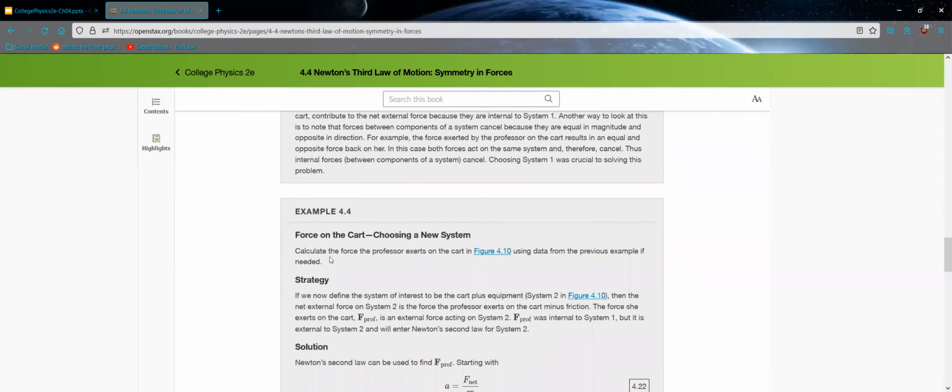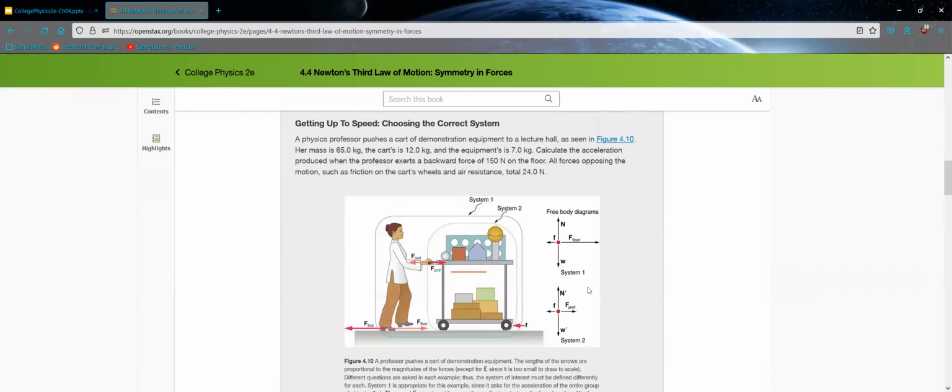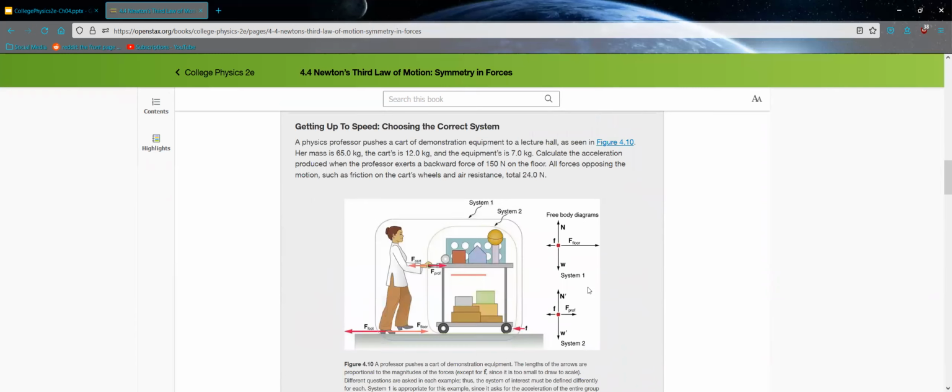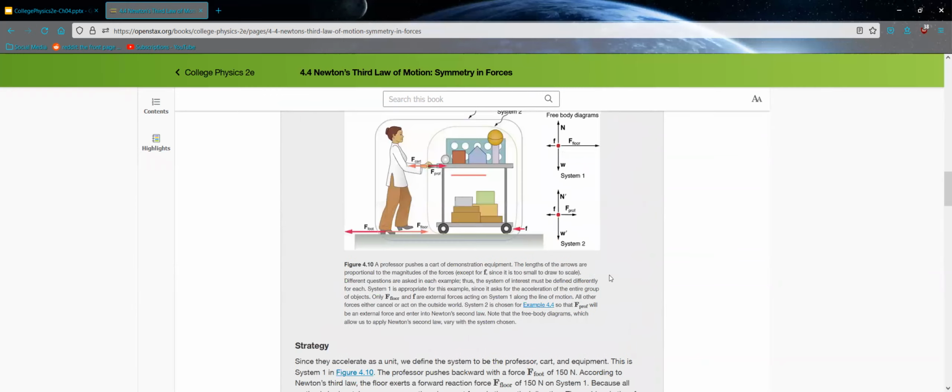Well, it answers the question for everything, but let's take a look and calculate the force the professor exerts on the cart using the previous example. So that is the force of the entire thing. What about the individual cart, right? We can separate this into system 1, system 2. What is system 2?